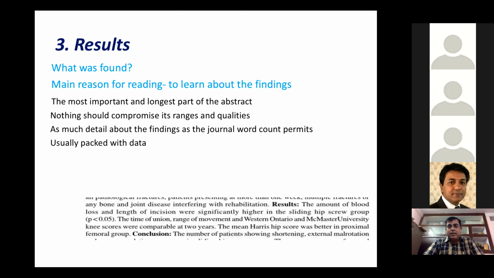Then comes the result. We have just heard from our senior Professor Mohan sir, who has very nicely described how to write this in the manuscript, but here we are writing the summary. The most important thing readers are interested in is what was found. The main reason for reading is to learn about the findings. It is the most important part and the longest part of the abstract. Nothing should compromise its range and quality. Give as much detail about the findings as the journal word count permits, usually packed with data.